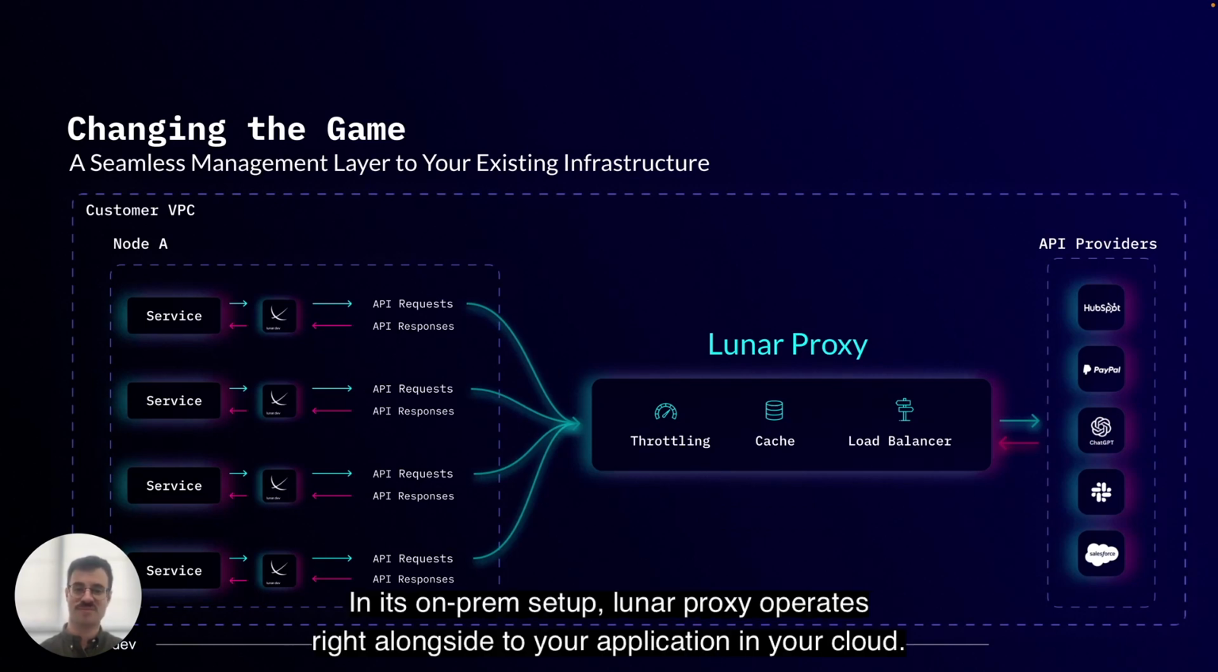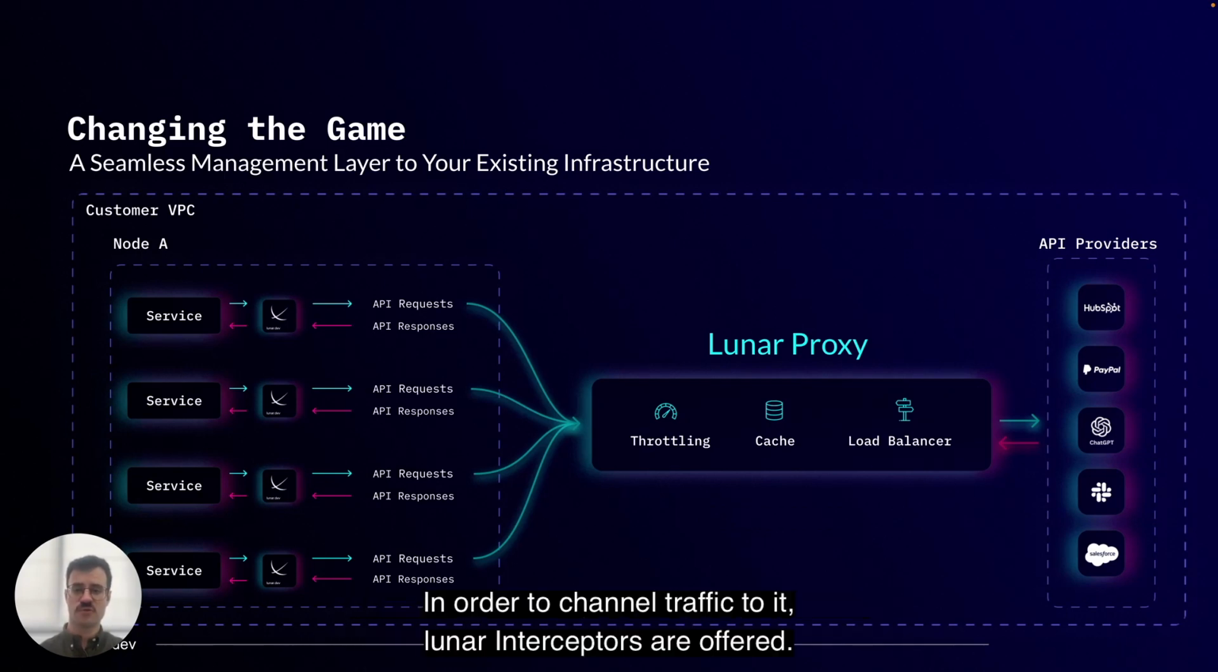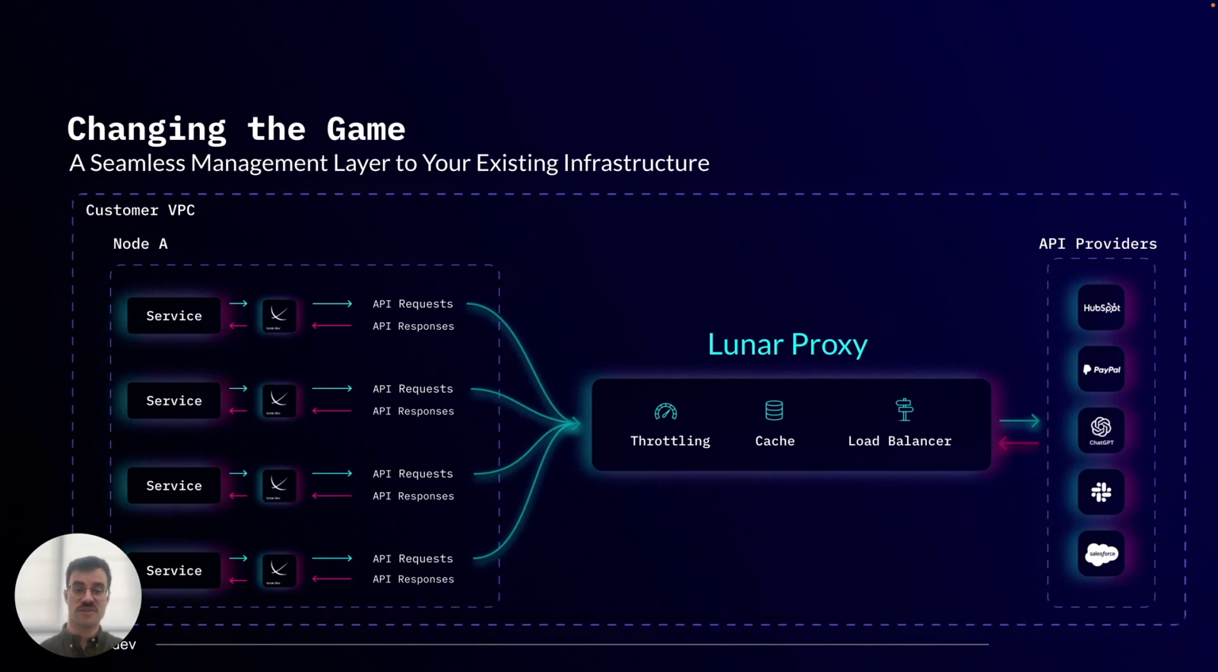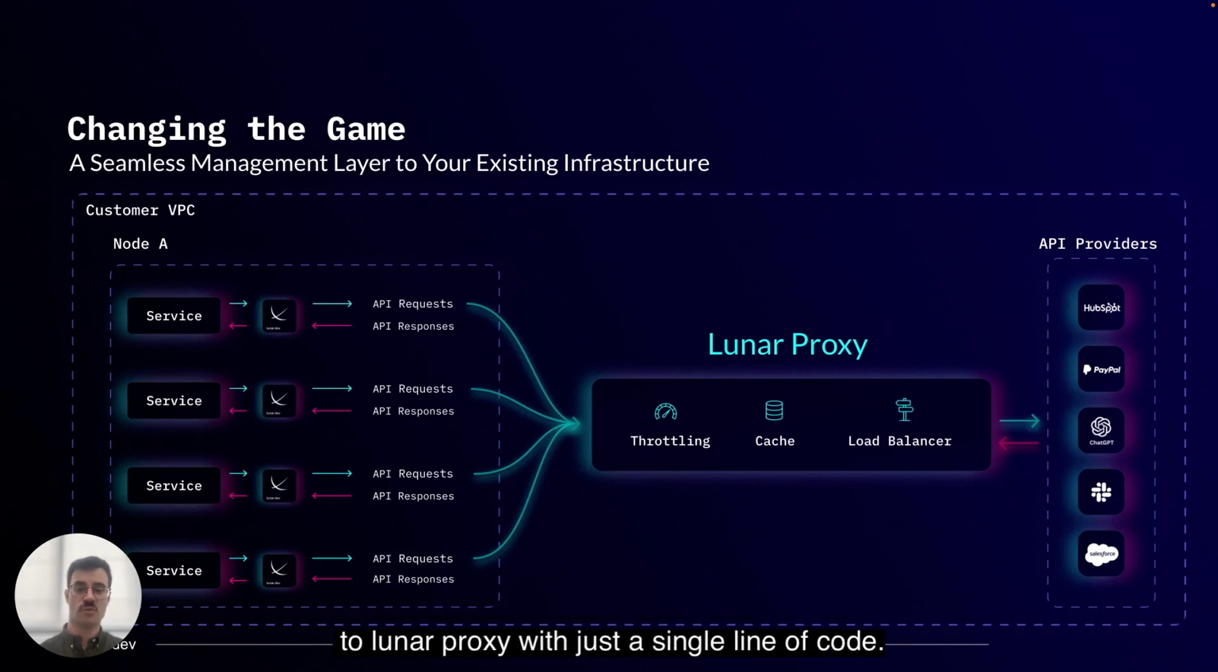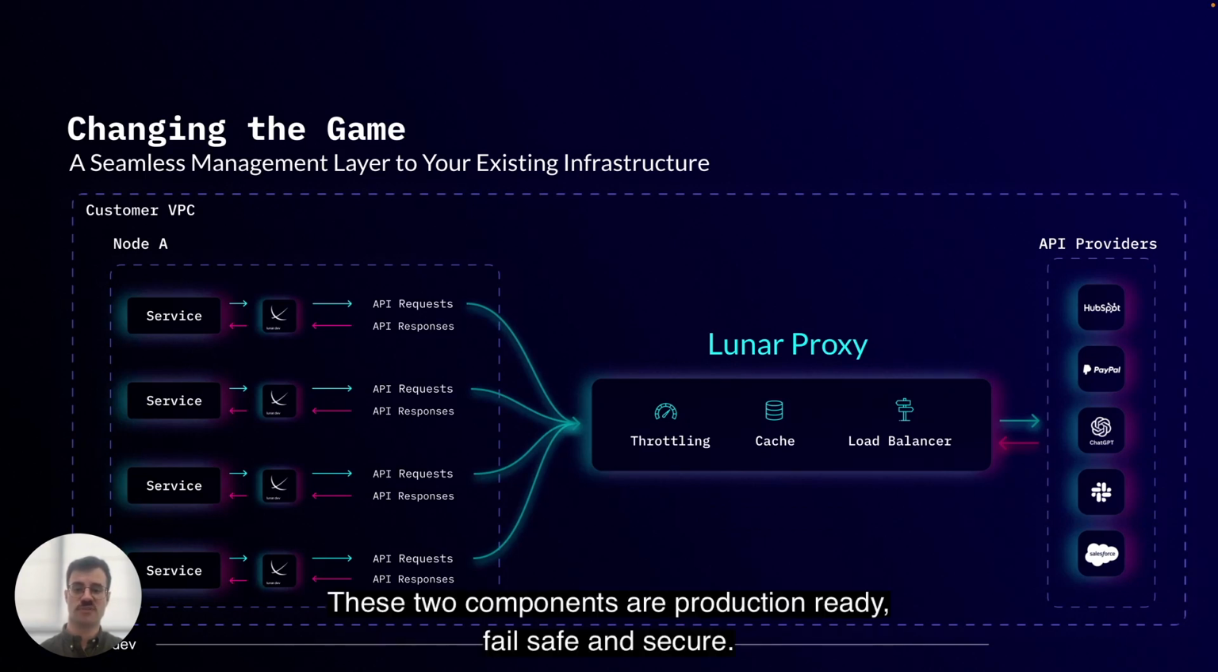In its on-prem setup, Lunar Proxy operates right alongside your application in your cloud. In order to channel traffic to it, Lunar interceptors are offered. These are SDKs in various languages that allow you to redirect traffic to Lunar Proxy with just a single line of code. These two components are production ready, fail-safe, and secure.